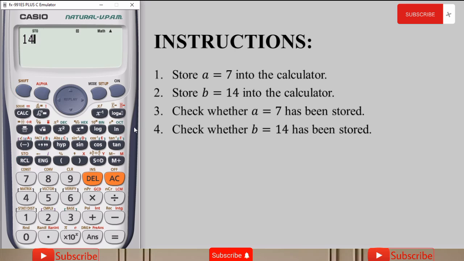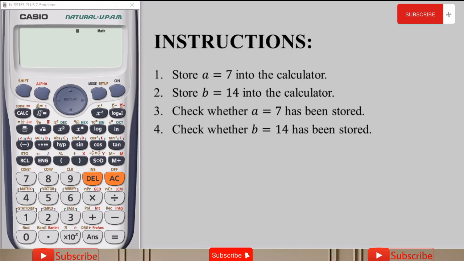And afterwards, I choose the variable where I want to store the number. In this case, the variable is B. So B is on top of the degree sign. So I simply tap on the degree sign to store 14 to B. So we have successfully stored B equals 14 into the calculator. So let us move on to the third instruction.